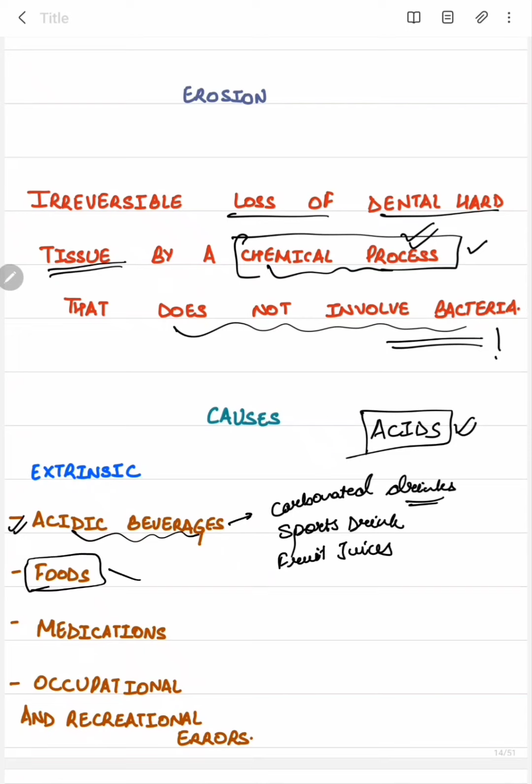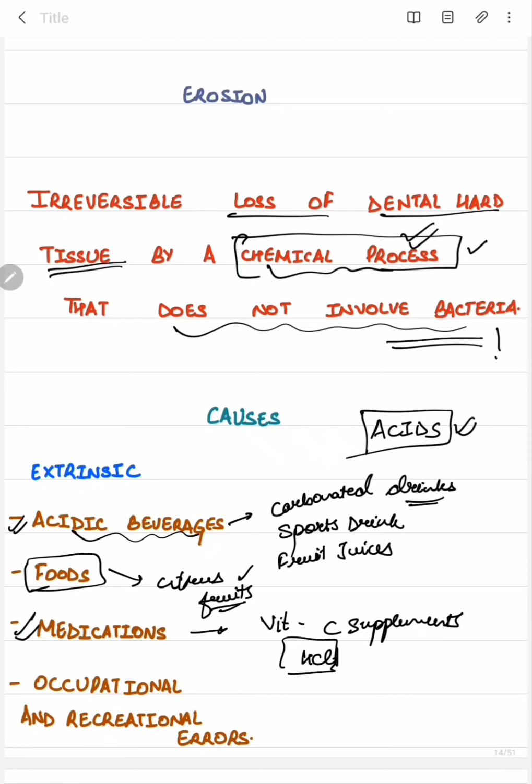After that, foods such as citrus fruits, these all have a low pH level, and contact of the acid with the tooth surface will cause erosion. Medications such as vitamin C supplements and HCl, hydrochloric acid supplements also. Both of these are basically acidic in nature and will cause erosion, right?